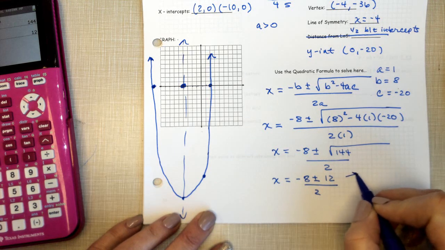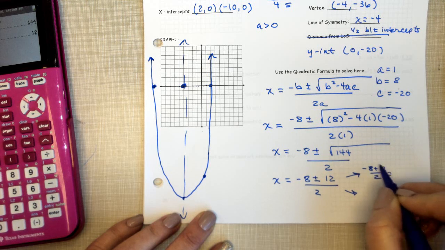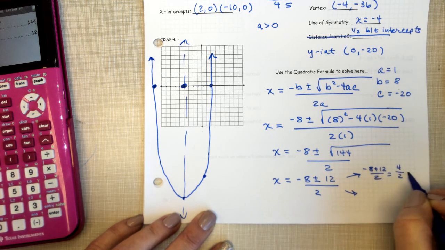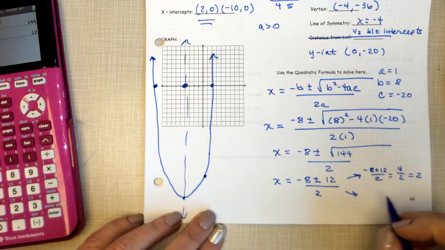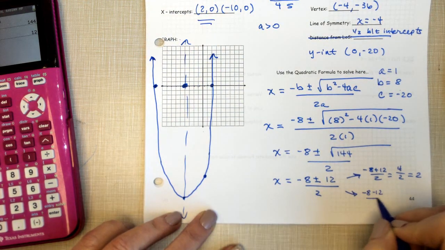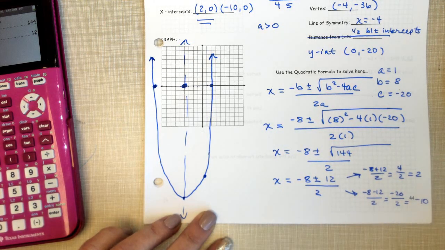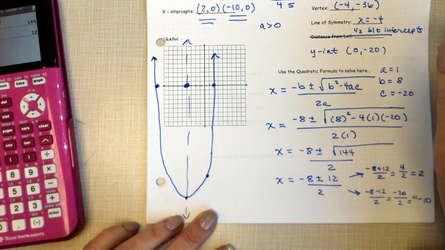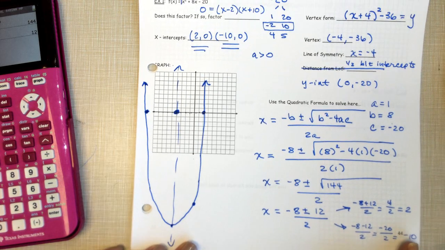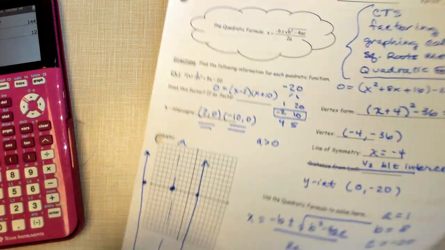So now we're going to shoot off into our 2. Remember, this is negative 8 plus 12 over 2. Negative 8 plus 12 is 4. Divided by 2 is 2. So same as this one. And negative 8 minus 12 divided by 2 is negative 20 divided by 2, which is negative 10. Same as this one. So this whole semester is sort of summarized in this one little problem. Okay, I'm going to do one more in this puzzle, and then you're going to do 2.